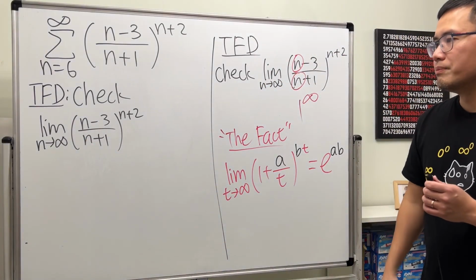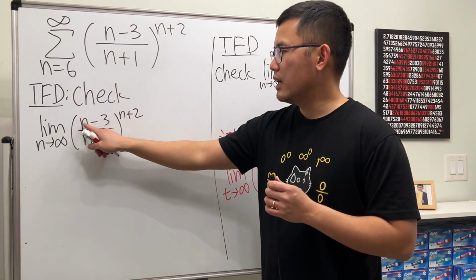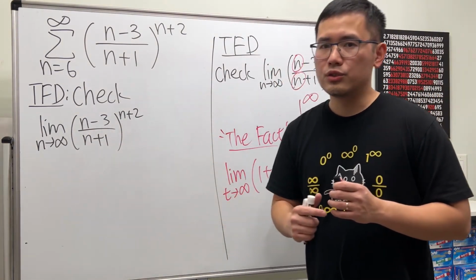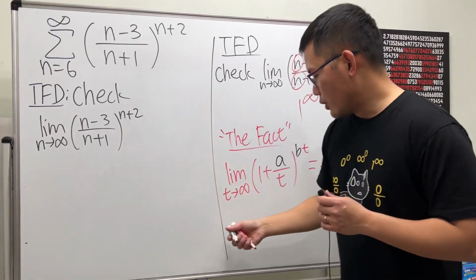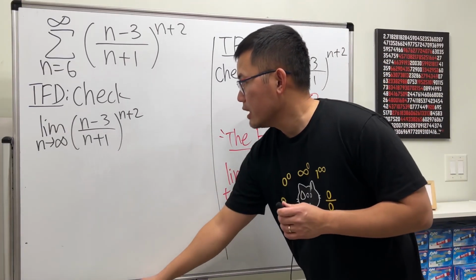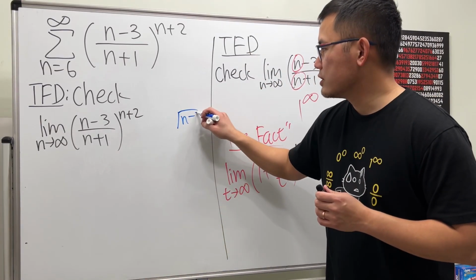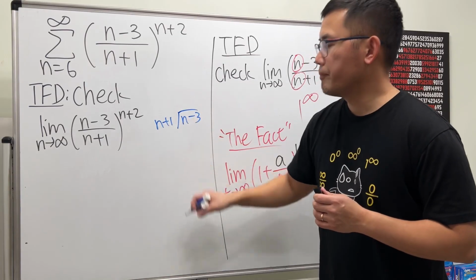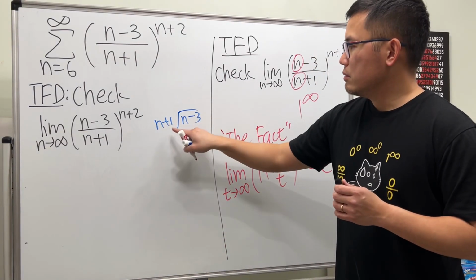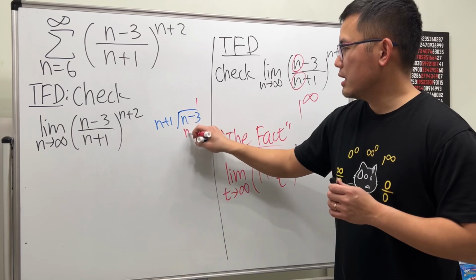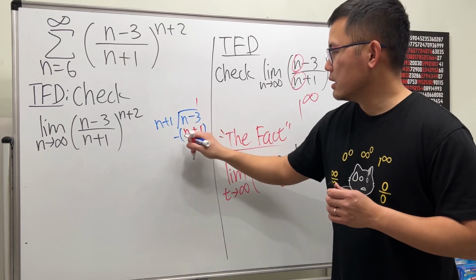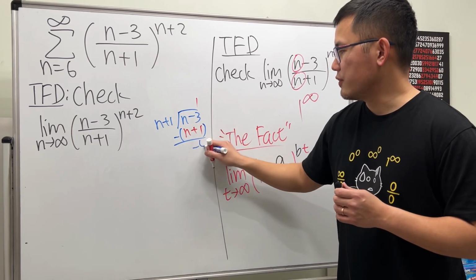To do so, notice that we have n to the first, n to the first. Let's just do polynomial long division. I will just show you. If we have n minus 3 divided by n plus 1, n over n, we need 1. 1 times that is just n plus 1, and we subtract. Negative 3 minus 1 is negative 4.